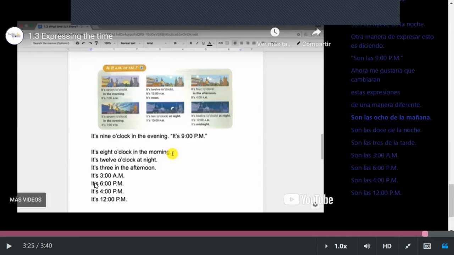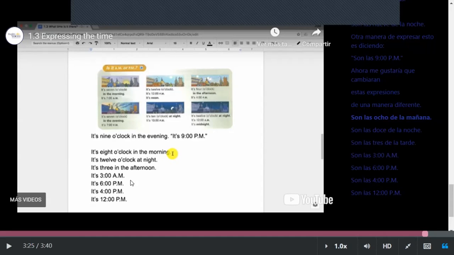It is 6 o'clock in the afternoon. Espérate. Aquí, Mope. It's 3 a.m. It's 3 a.m. It is 3 o'clock in the morning. It's 3 a.m. in the morning.